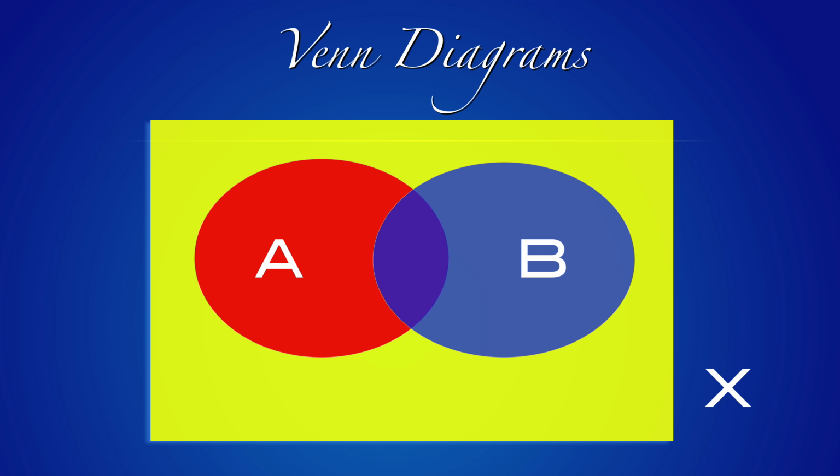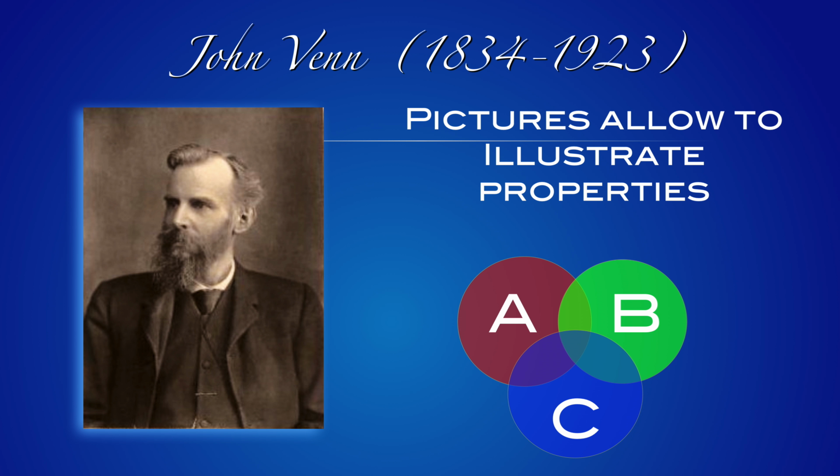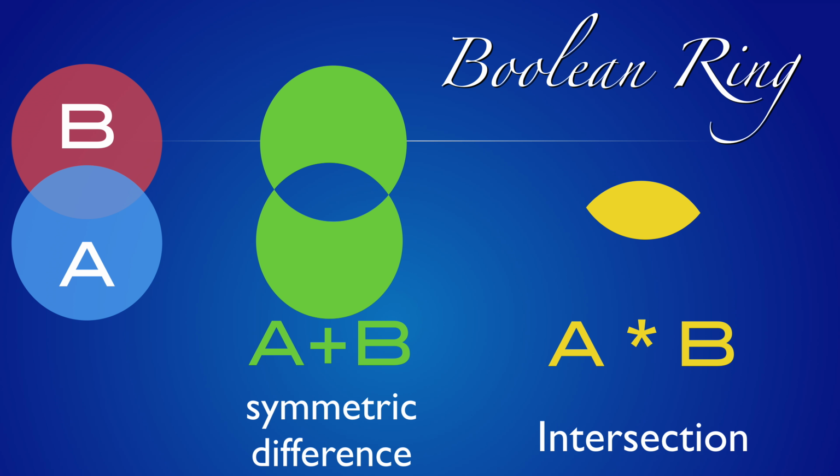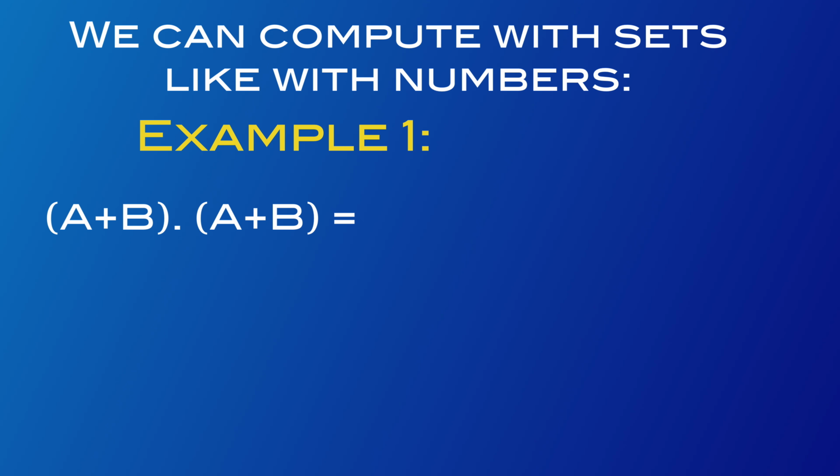Operations and relations between sets can be illustrated with Venn diagrams. We can form intersection, union, or differences of sets. John Venn invented this picture, and it allows us to illustrate sets and properties. And we have a ring. We have an addition and we have a multiplication. The addition is the symmetric difference, and the multiplication is the intersection. So all the rules we know from numbers hold, and you work on this in the homework.